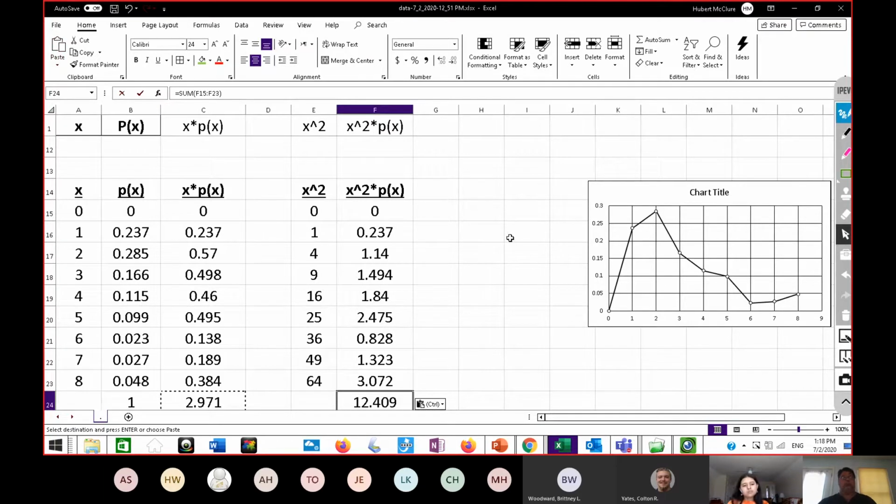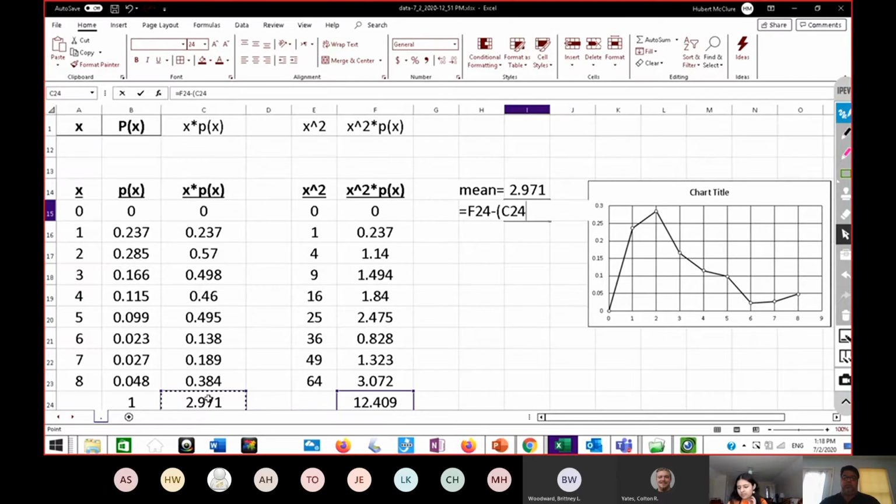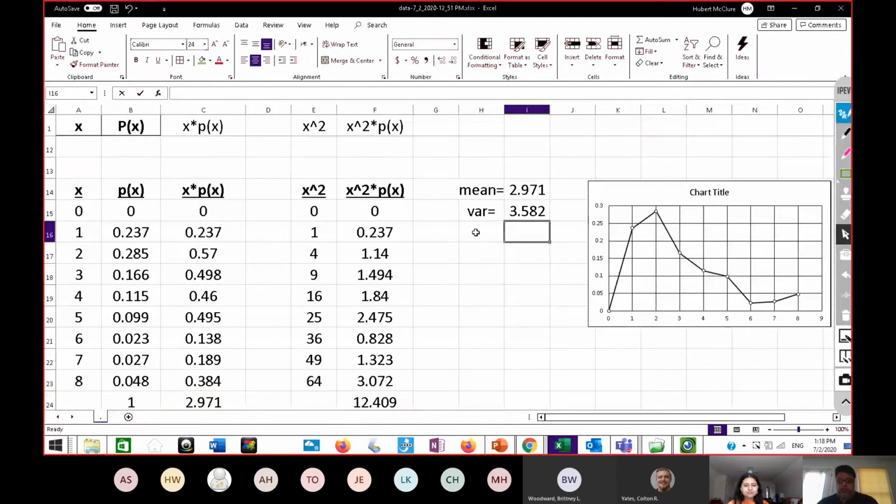Now that is part of my numerator for my variance. So I'm going to put right here, mean is equal to this number. And then variance is equal to this number minus this number, parentheses, squared. That's your variance. And your standard deviation is equal to that number raised to the 0.5 power. All right, so copy those down.